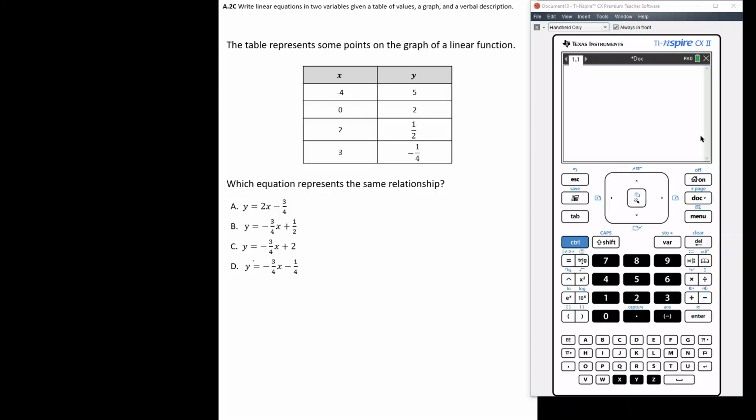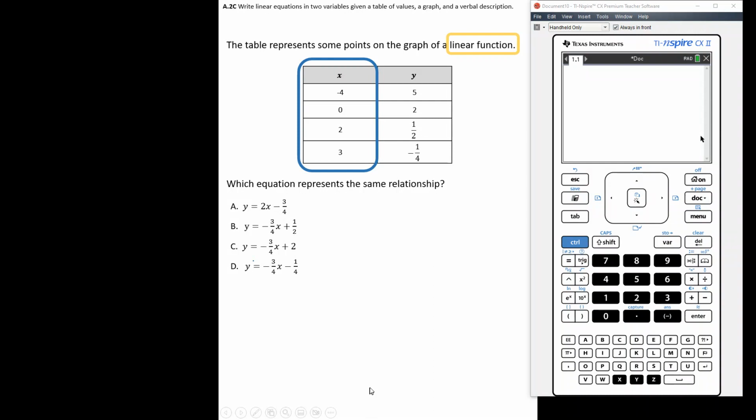All right, so today we're going to look at a STAR problem that says the table represents some points on the graph of a linear function. Which equation represents the same relationship? So it is linear. That is a key word. And so what we're going to do is use our Inspire calculator to confirm that whatever answer we get for that equation is correct. So looking at your problem, you do have the keyword of linear function.